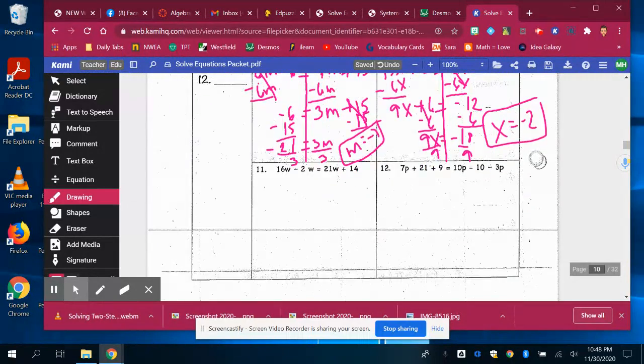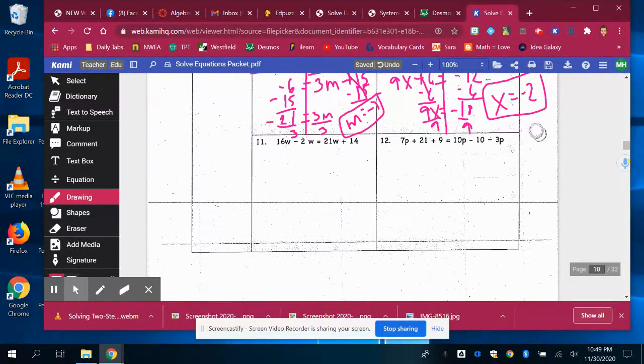All right, we have one more example, and that is number 11. Number 11, we don't have the distributive property, but I do see that I have some like terms. I have like terms on the left side, 16w minus 2w. So I can combine those before I start moving any variables over that equal sign, over that line. So 16w minus 2w is 14w. And on the right side, I don't have like terms, so I'm just going to copy that down.